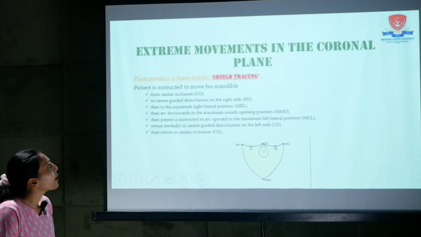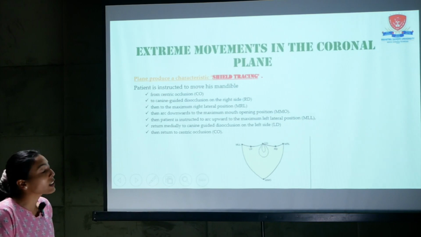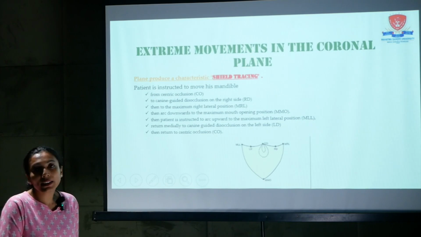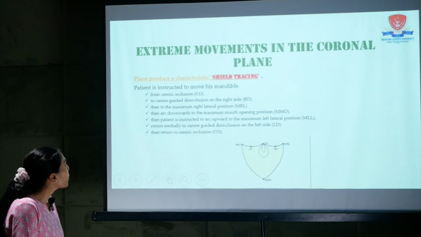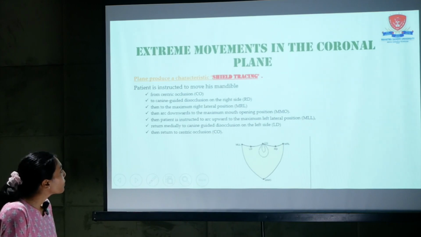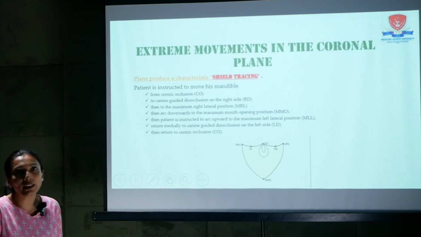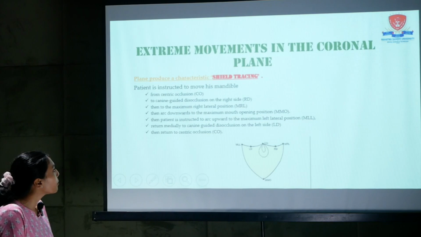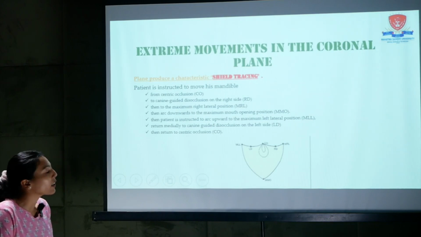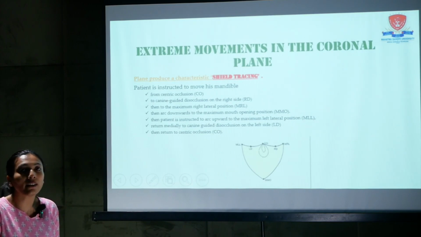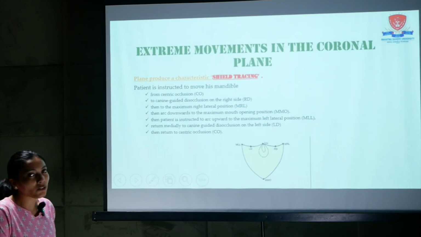Extreme movements in the coronal plane. There will be a shield tracing. The patient is instructed to move his mandible in centric occlusion, from centric occlusion to canine guided disocclusion on the right side, then the maximal right lateral position, then from right lateral position to maximal mouth opening. Then the patient is instructed to arc upward in the maximal left lateral position, and then return medially to canine guided disocclusion on the left side, and then return to centric occlusion.